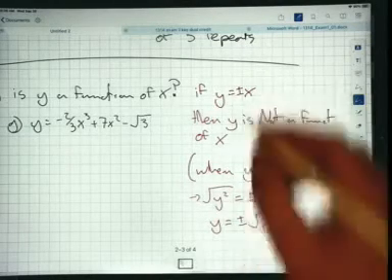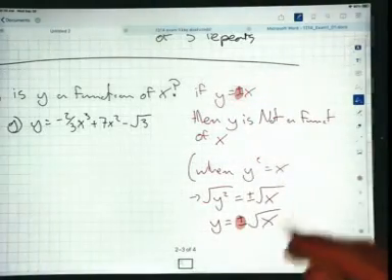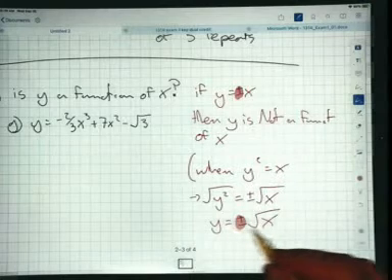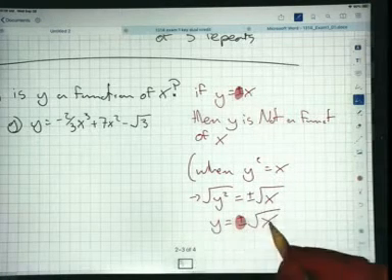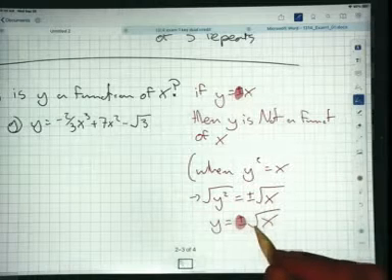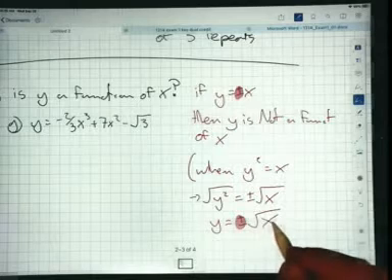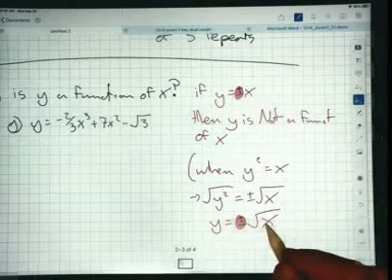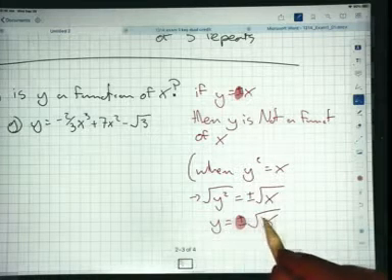So I guess what I want to do is highlight the plus or minus. So if you have y equal to a plus or minus something with x, the idea is that you can get more than one value of y out for a given x, so it's not a function.